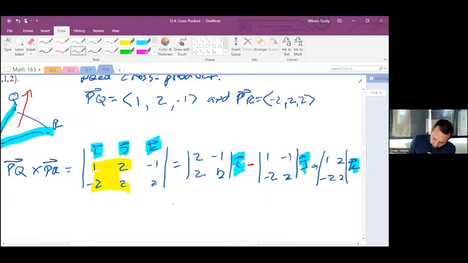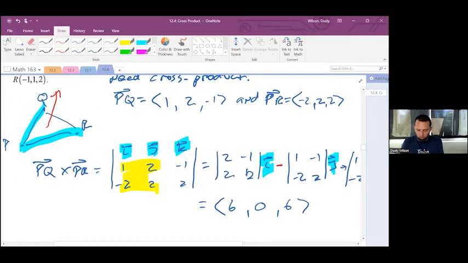So this is equal to 2 times 2 minus -2 or 6, comma, remember the minus sign built into the formula, but 2 minus minus 2 or 0. It could be negative, but that doesn't make a difference. And then 2 minus 4, which would be 6. And so this vector here would be perpendicular to the plane that contains P, Q, and R.